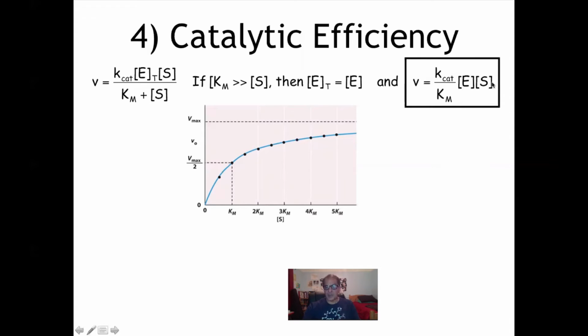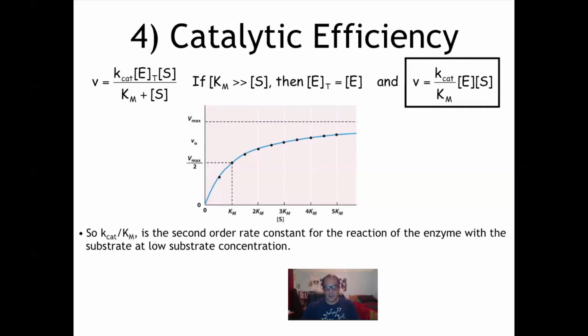So this is a second order rate law, in which the two reactants can be thought of as the enzyme and the substrate, and then kcat over Km is simply the second order rate constant, or a pseudo second order rate constant, that governs the rate of this reaction. So kcat over Km is the second order rate constant for the reaction of the enzyme with the substrate at low substrate concentration.